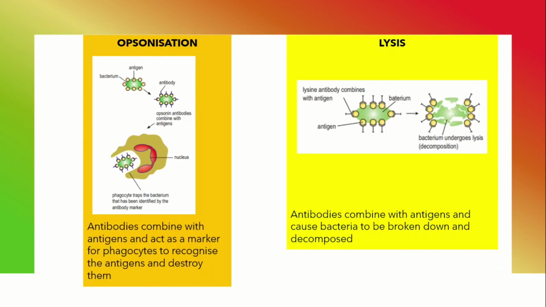Opsonisation. The antibodies combine with the antigen and act as a marker for the phagocyte to recognize the antigen and easily destroy it. Last but not least is lysis. The antibodies will combine with the antigen and cause the bacteria to be broken down and decomposed.